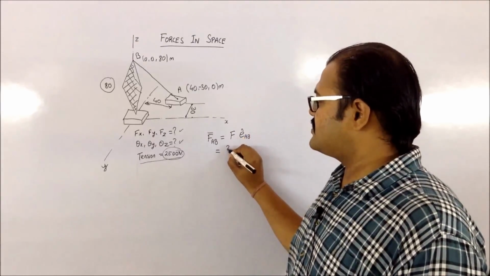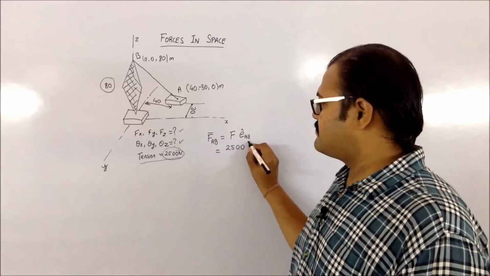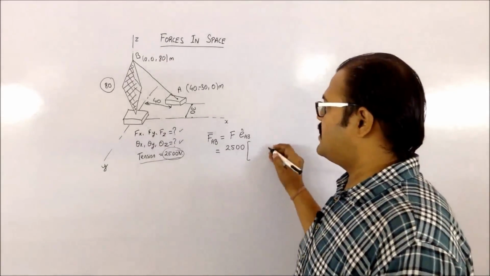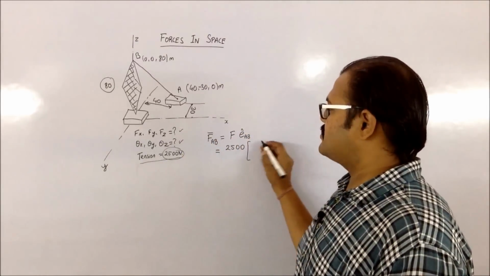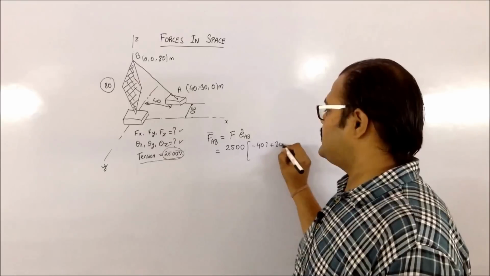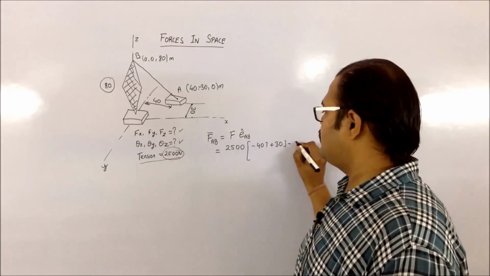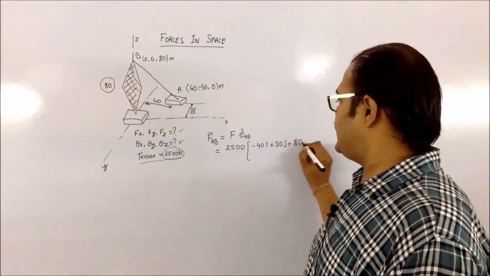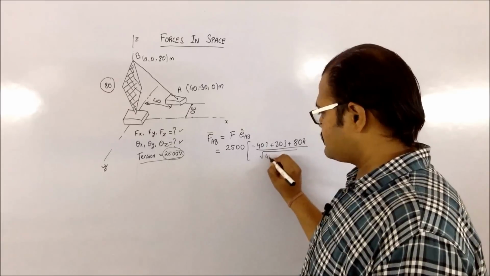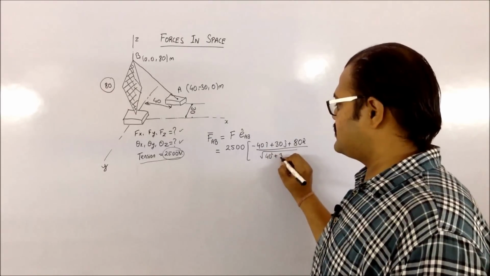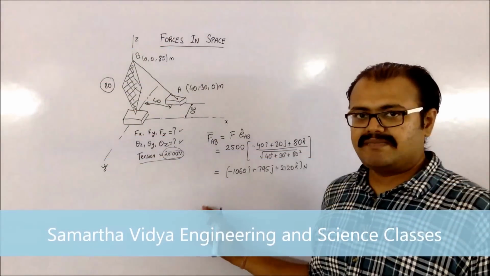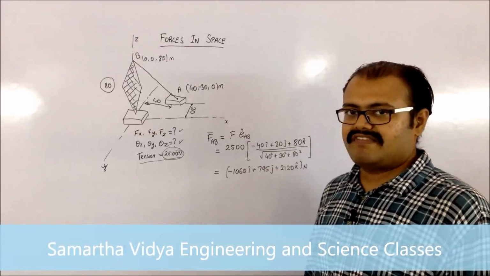So my F is given as 2500 into the unit vector along AB, which will be nothing but B minus A. So that's going to be minus 40i plus 30j plus 80k divided by the square root of 40 square plus 30 square plus 80 square. So after solving, you will get this particular set of values.